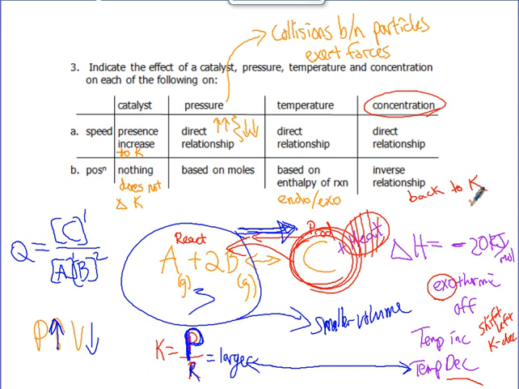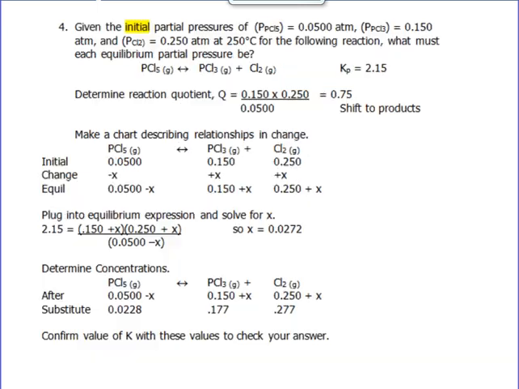K is a constant for concentration, K is a constant for pressure, K is a constant for catalyst, K is a constant for moles. The only time K is not a constant is temperature. All right, we're going to wait on this one until the next video.